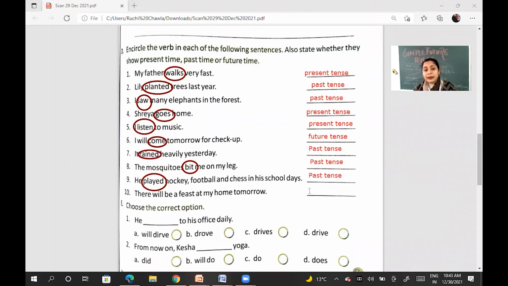Now, there will be a feast at my home tomorrow. Now, feast means party karna, right? So, what is the action word? Feast. Alright. And feast से पहले क्या added है? Will. So, this sentence is in future tense.